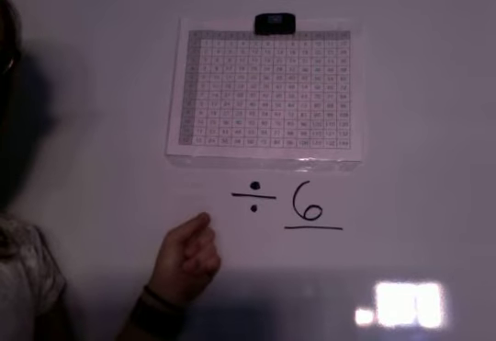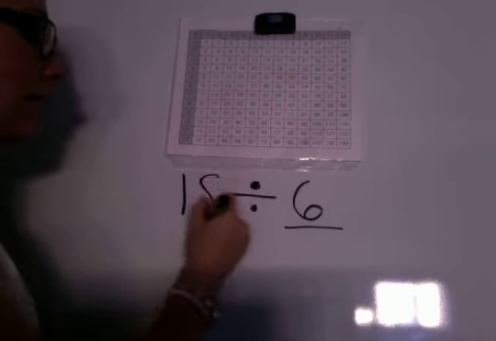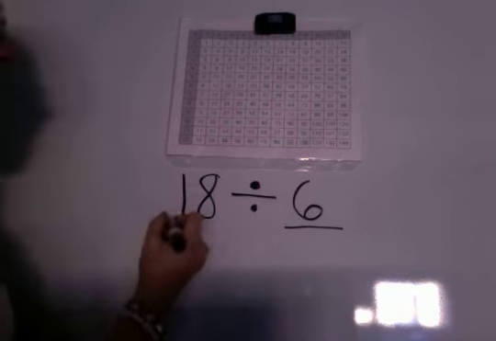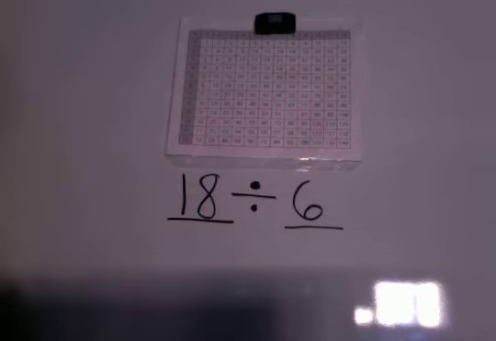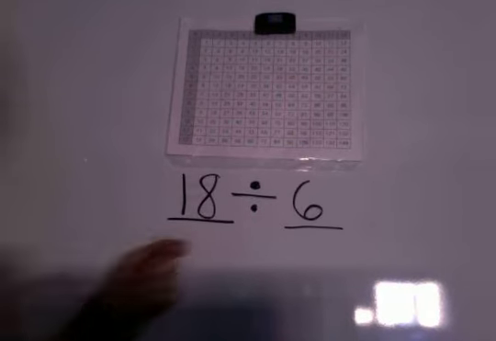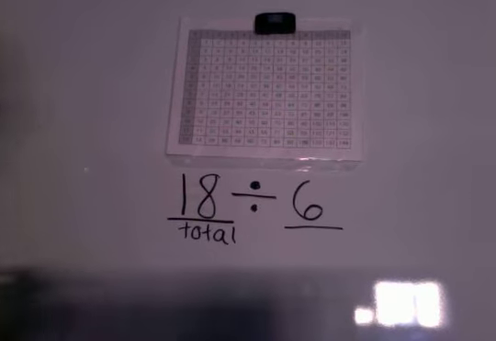Let's go ahead and start off with the number sentence that says 18 divided by 6. So go ahead and write that number sentence down onto your whiteboard. And then I want us to review what that number sentence actually means. Remember, this first number here means your total, the total number of objects that you have. So write total right underneath it.